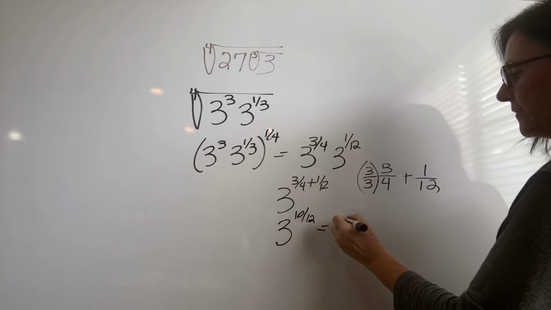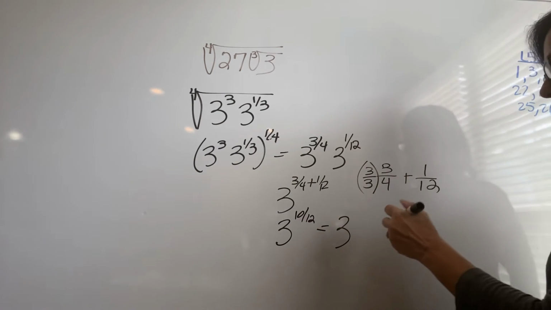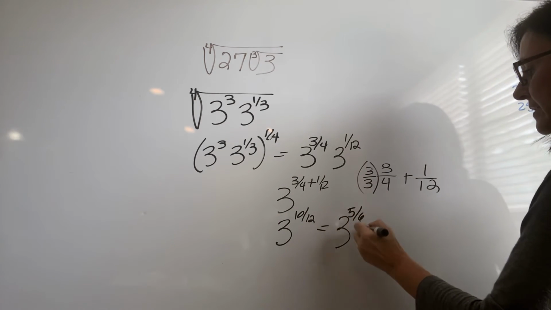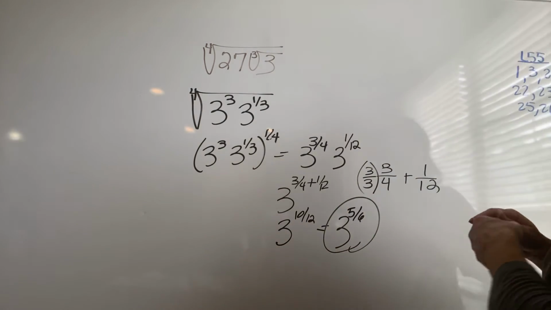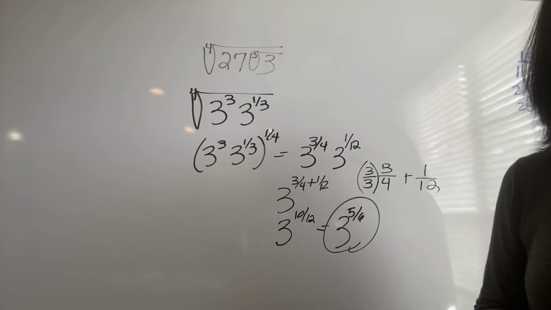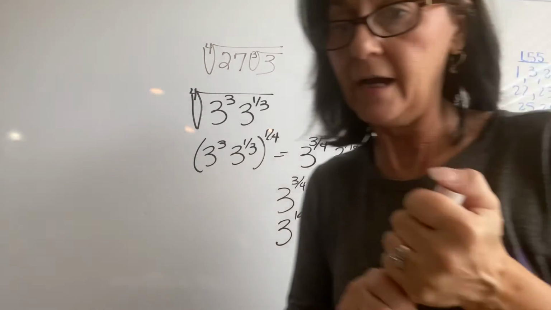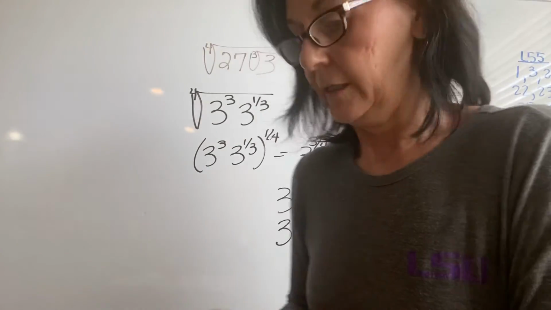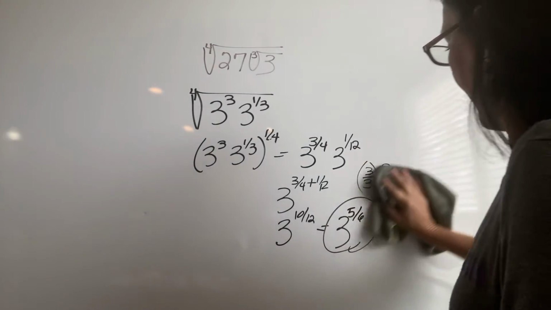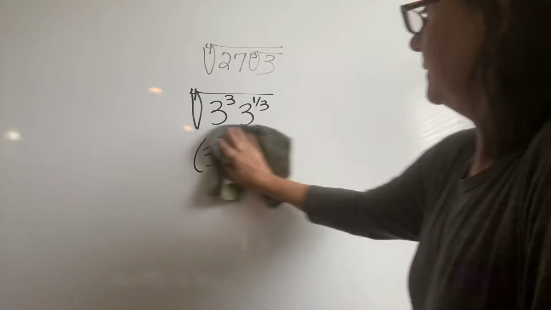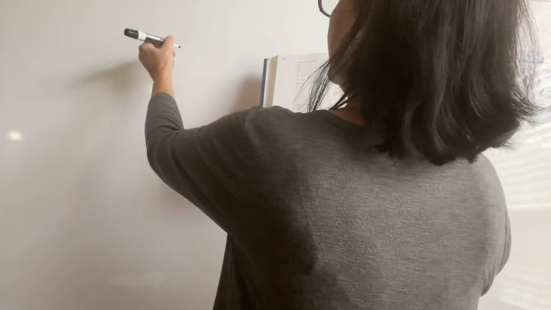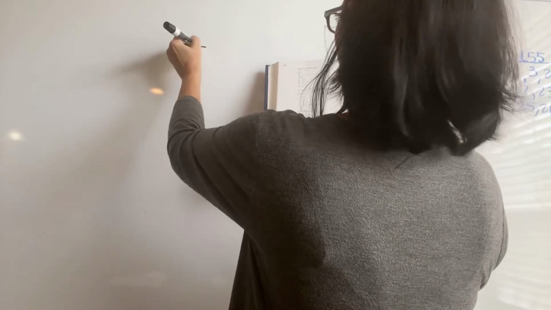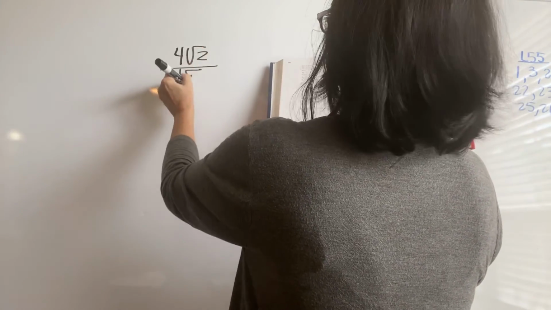But I would always simplify it. Both of those are divisible by 2, so it's to the 5/6. That is your final answer. All right, number 25 is adding radicals. So 25 is 4 square root of 2 over square root of 11.